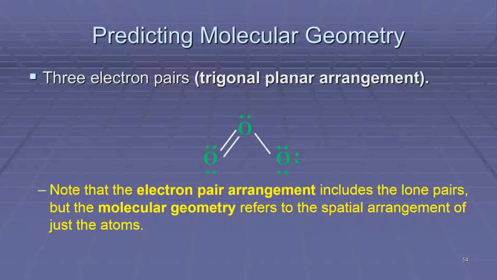Note that the electron pair arrangement includes the lone pairs, but the molecular geometry refers just to the arrangement of the atoms. So that's why we have the overall electron pair arrangement and then the molecular geometry.